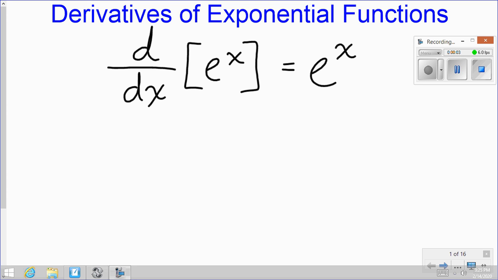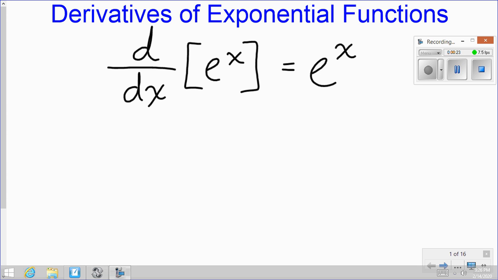Hi everyone. In this video, we're going to talk about the derivatives of exponential functions, and then later we'll talk about the derivatives of logarithmic functions. Now, I do want to remind you that exponential and logarithmic functions are inverse functions.